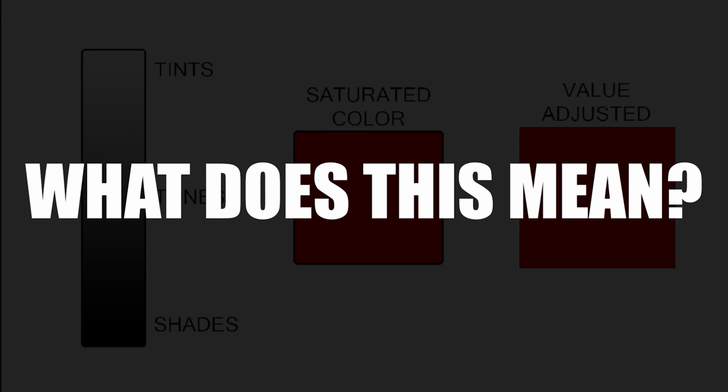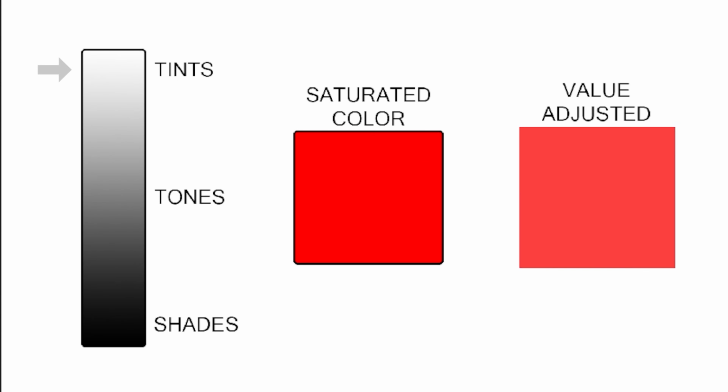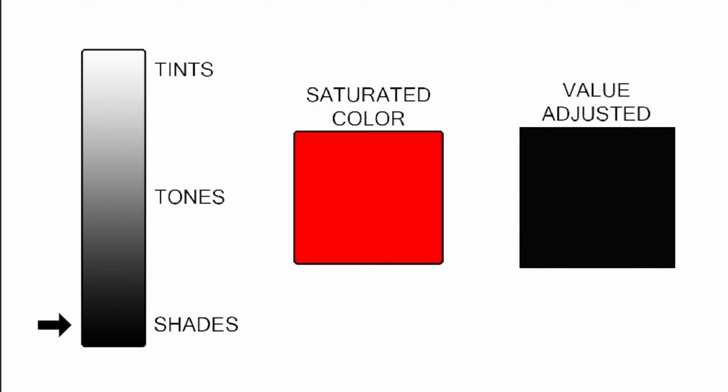So what does all of this information mean? If you were able to find your true local color of an object that you were painting, you could change its value in order to achieve a look that matches different lighting.